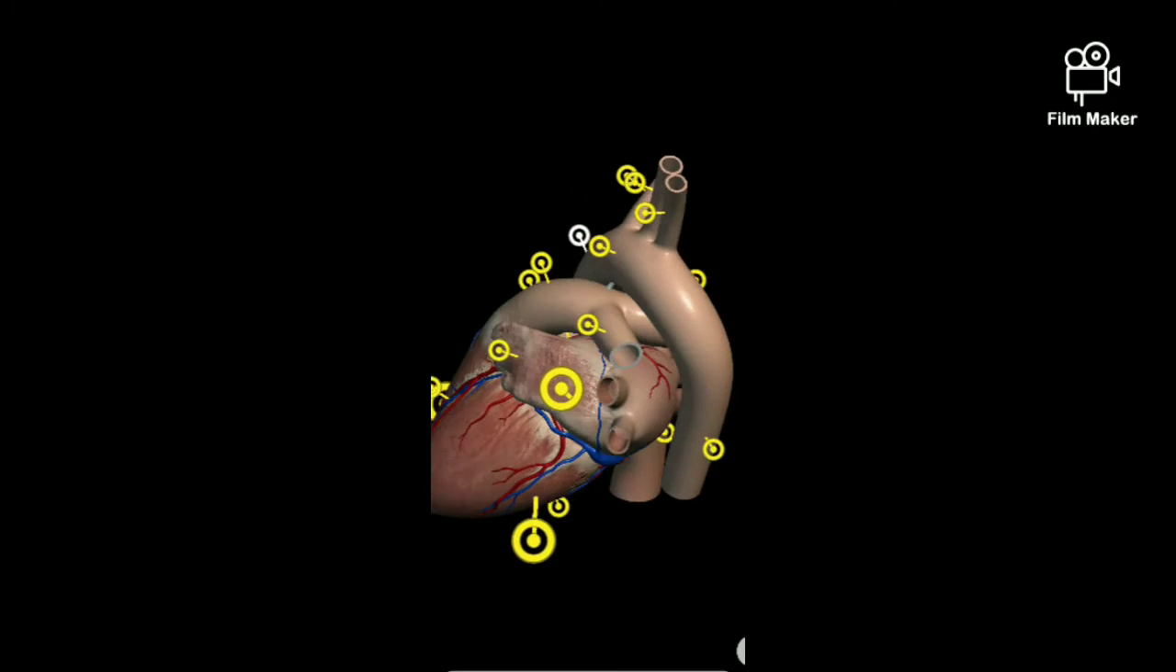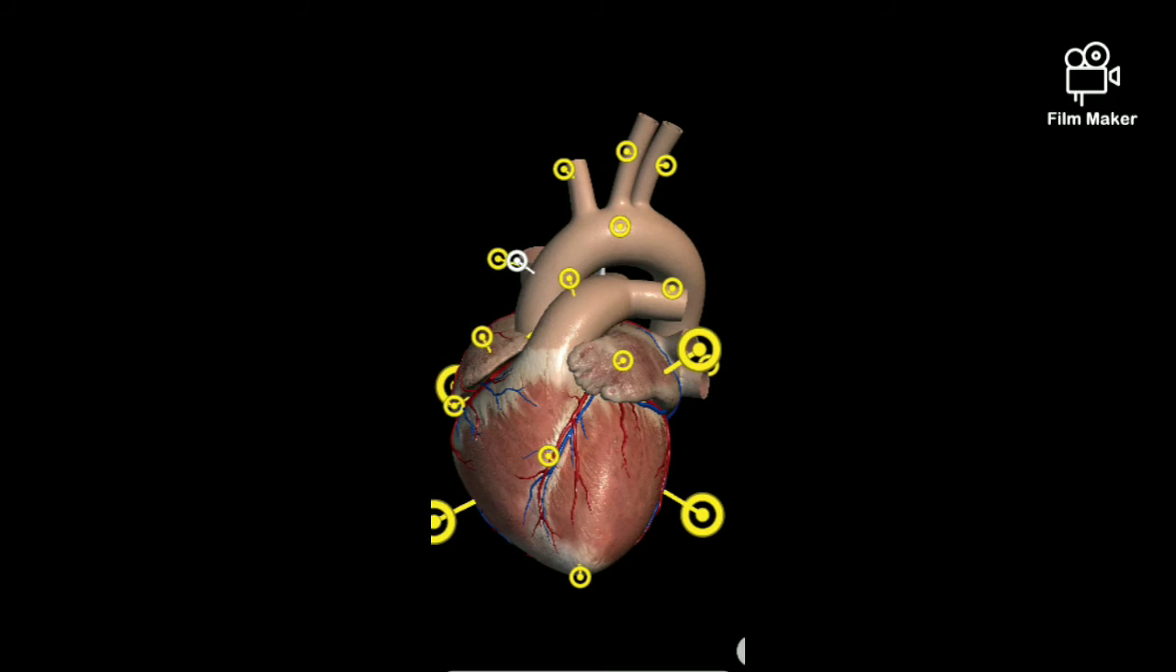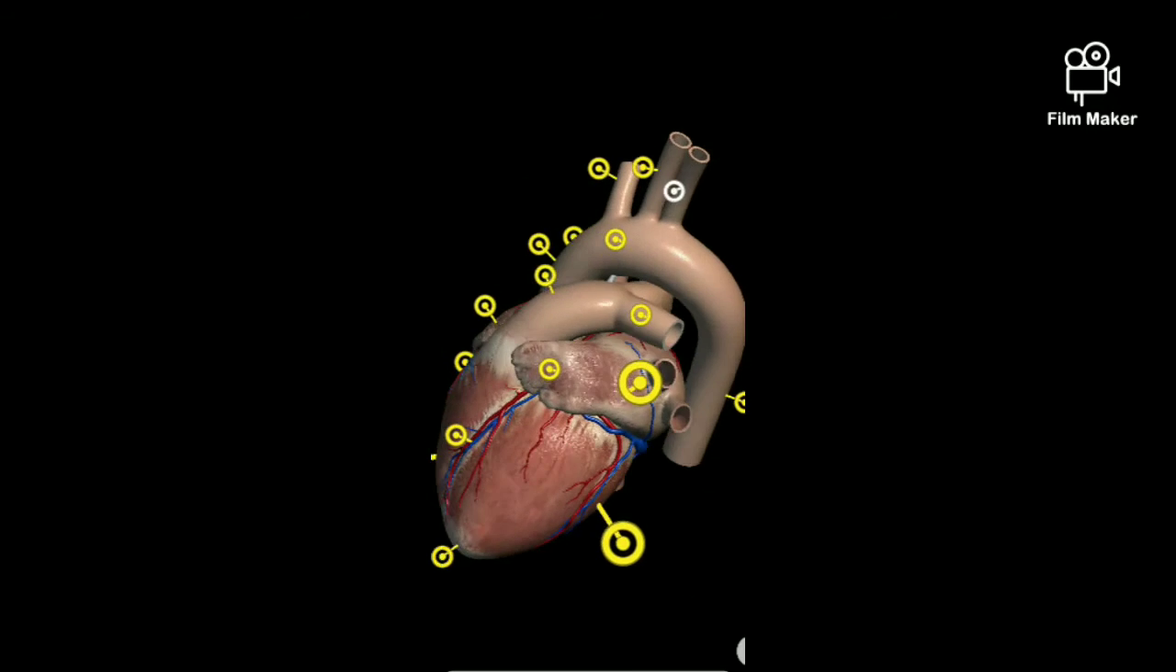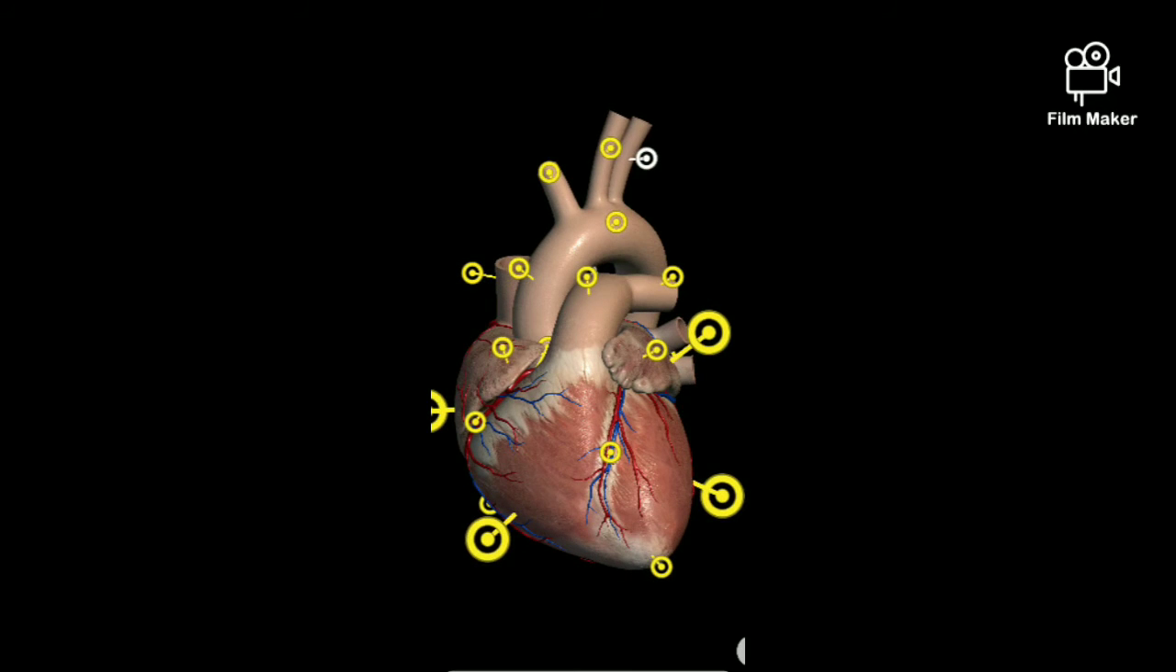There are three parts that originate from the arch of the aorta. These are the brachiocephalic trunk, the left common carotid artery, and the left subclavian artery. These three parts originate from the arch of the aorta.